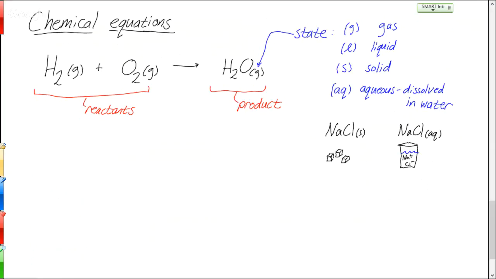All right, so that tells us something about the state. So this tells us hydrogen gas and oxygen gas are combining to form water vapor. And that's the information that we get from this equation. Does anybody see any problems with this equation as I've written it here? I'll give you a hint. There is one problem. Yeah, there's some oxygen missing.